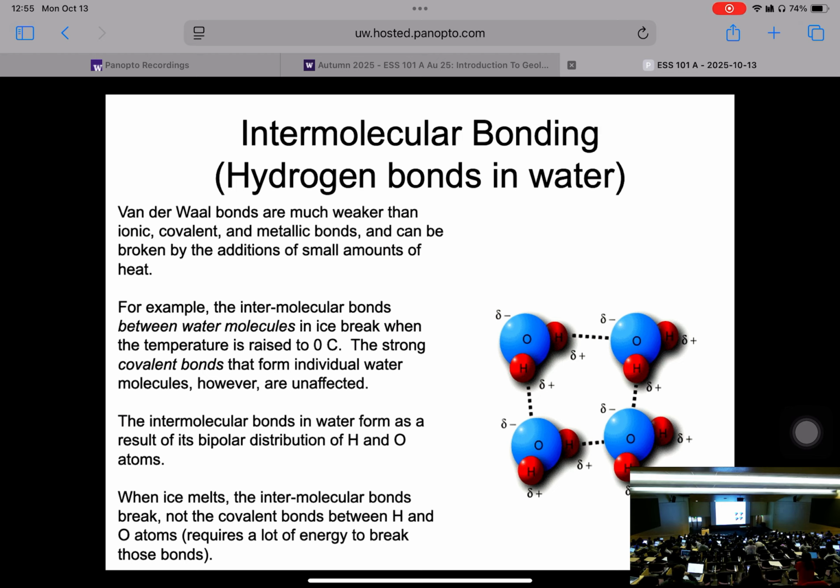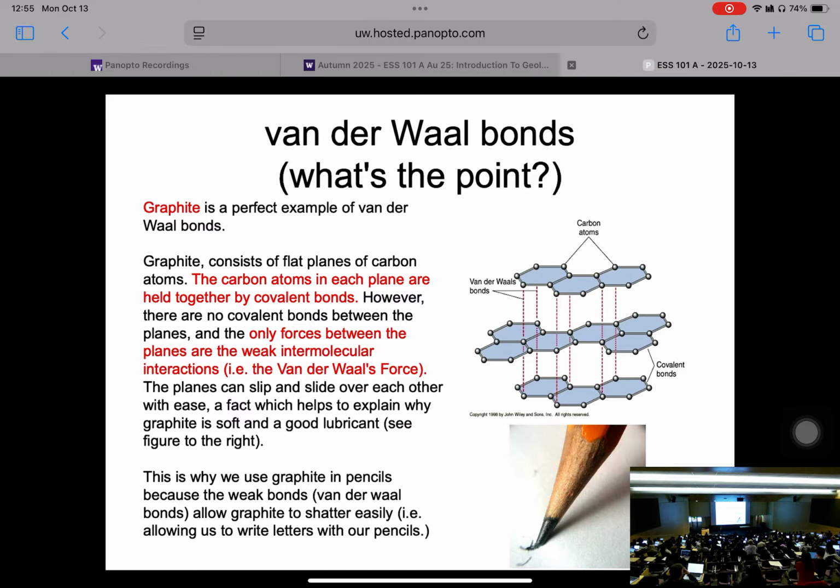And I just remind you, when ice melts, the intermolecular bonds break, not the covalent bonds. So you're breaking this bond, not those. It takes a lot of energy to break the hydrogen and oxygen that hold the water molecule together. And as I mentioned earlier in lecture, that is the weak bond between the carbon sheets, right? You have covalent bonds within the carbon sheet and van der Waals bonds between the carbon sheets, and that's what's breaking and leaving the trace of carbon on the paper.